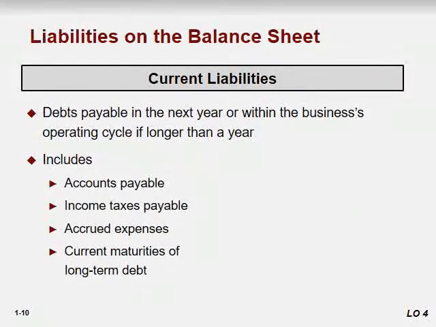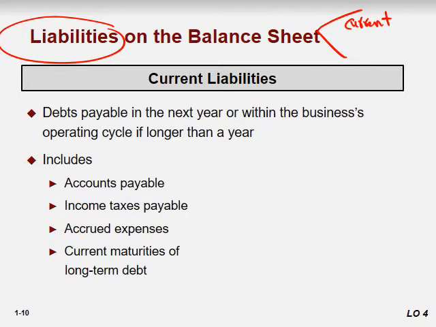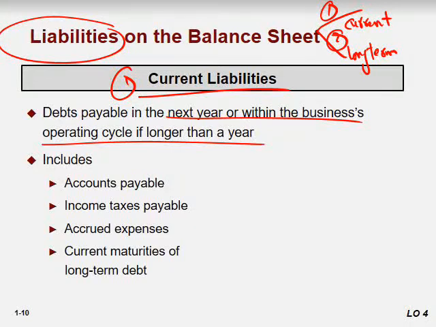So we successfully completed the asset side of the balance sheet, and now we talk about the liability side. Likewise, as we talked about the asset categories, liabilities are also divided into two categories. Number one, we call this current liabilities, and number two is long-term liabilities. First we talk about current liabilities. Current liabilities are the loans or debts payable in the next year, or within the business operating cycle if longer than 1 year.